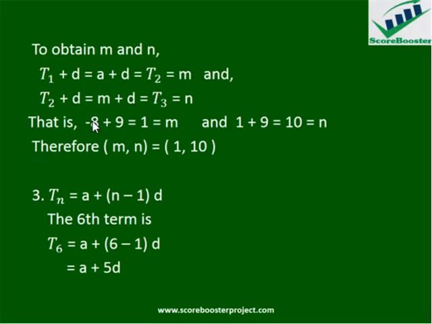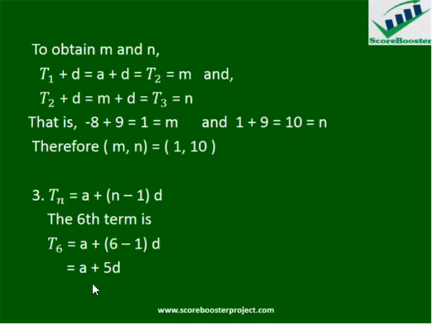So to get the value for M, we add 9 to minus 8. Minus 8 plus 9 will give 1. That is the value for M. And to get the value for N, we add M to the common difference, which is 1 plus 9 to give 10. That is the value for N. Therefore, M comma N is 1 comma 10. And that particular progression will be minus 8, comma 1 comma 10 comma 19.